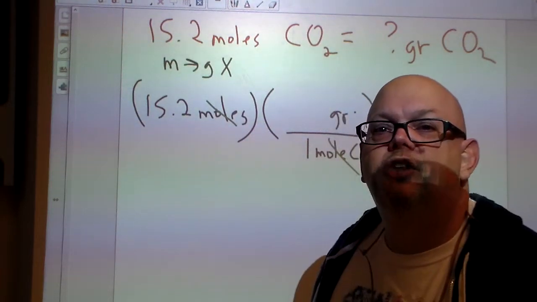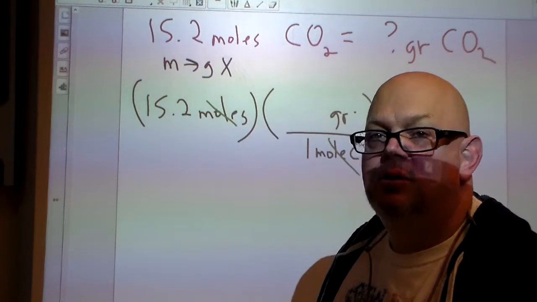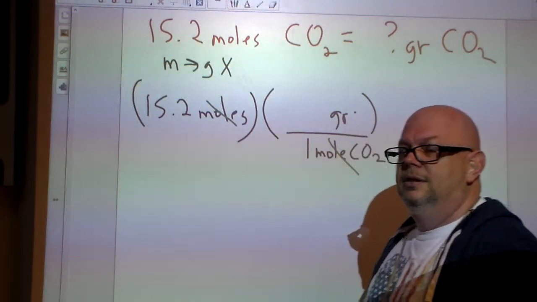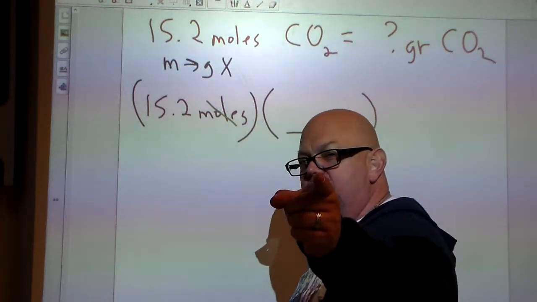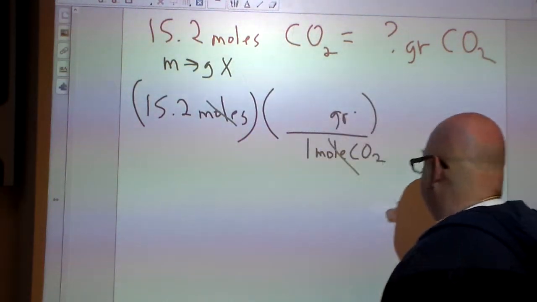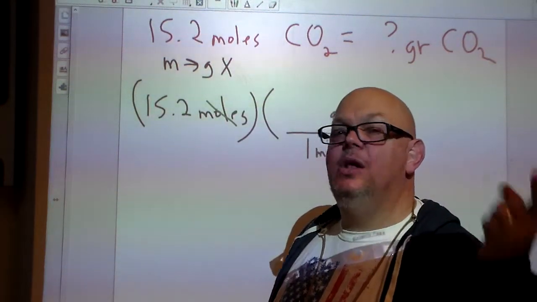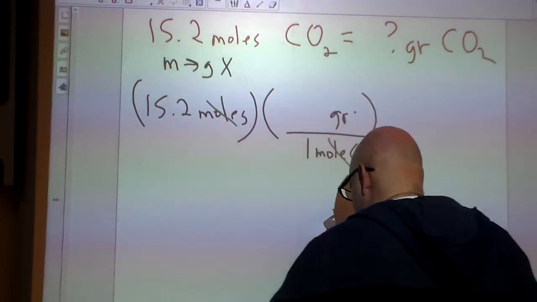The moles cancel out. They cancel each other out, like two biorhythms opposing each other. They cancel each other out. Yep. So now we have to figure out how many grams there are in a single mole of carbon dioxide.